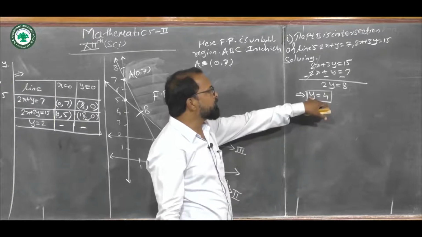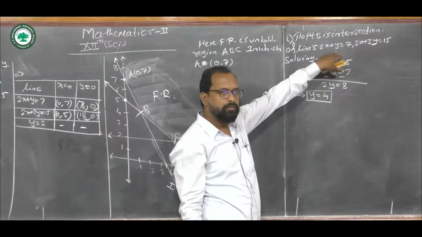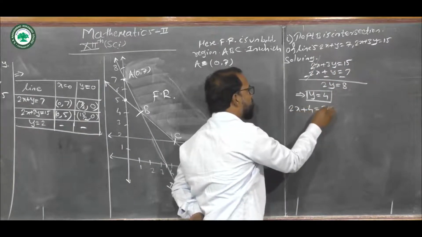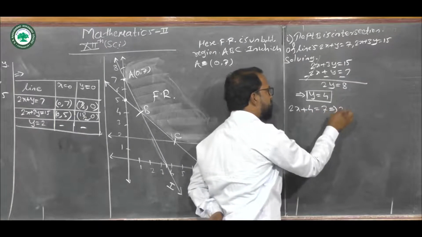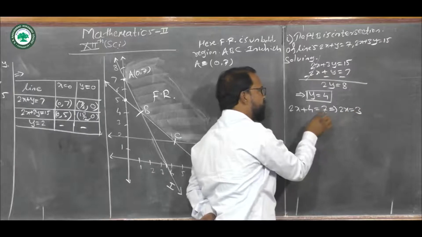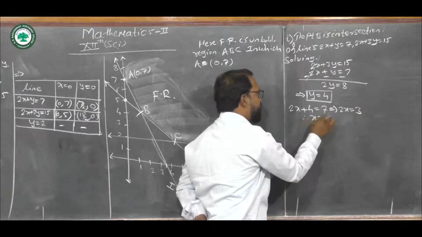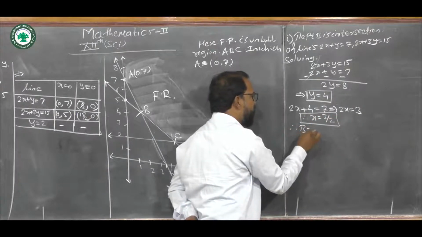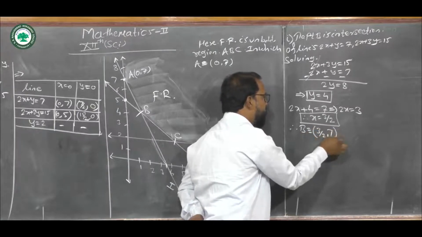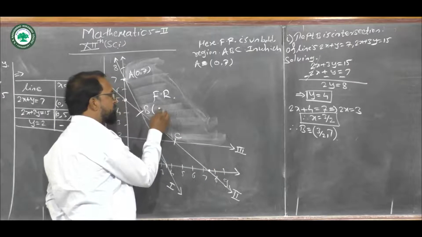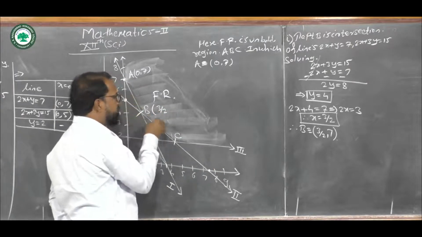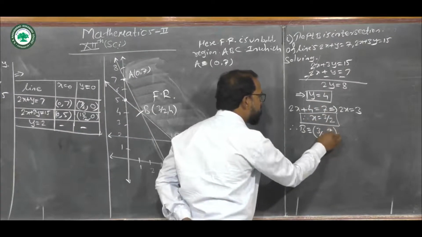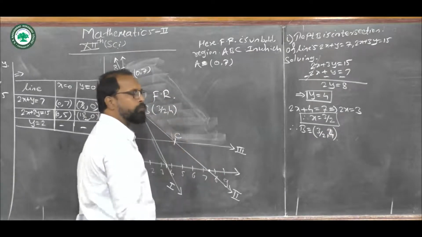Now putting this y equals 4 in any one of the equations, here we put it in the first equation. So we get 2x plus 4 equals 7, which implies 2x equals 3, since 7 minus 4 becomes 3, and therefore x equals 3 by 2. So we get the coordinates of point B as 3 by 2 and 7. Here the coordinates of point B are 3 by 2 and 4, not 7, sorry. So we get the coordinates 3 by 2 and 4.